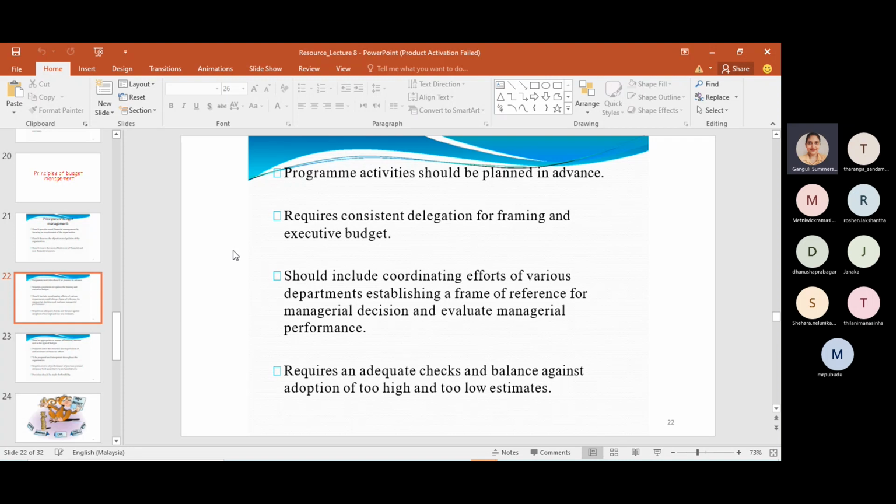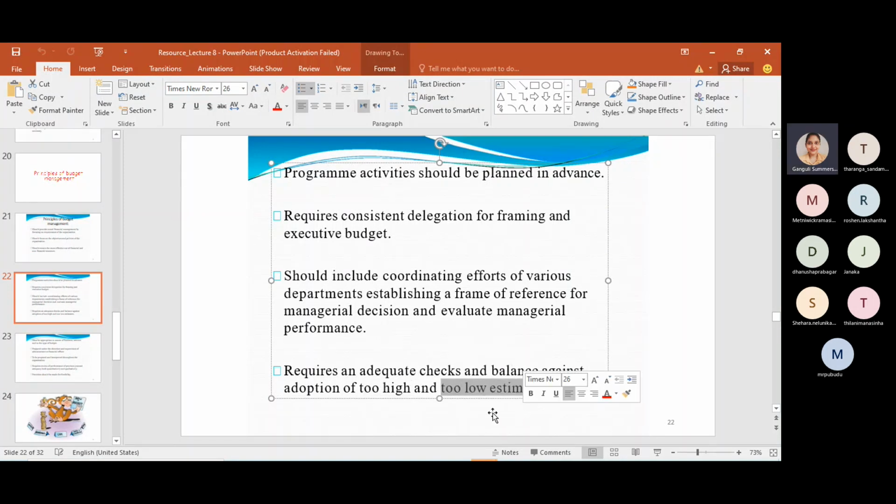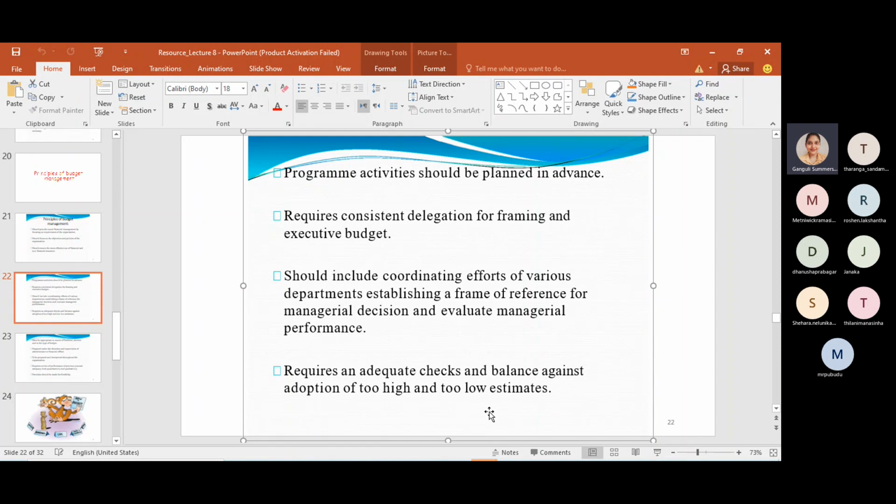And the next thing is there should be an adequate amount of checks. That means once we make a budget, this budget should be adequately checked. This budget should be checked enough to see if the budget is too high or too low. There can be too high estimates or too low estimates in your budget. You might estimate things too high or you might estimate things too low. If your estimates are too high, that's not good, and if your estimates are too low, that is also not good. So you should have really good estimation skills to make sure that you do not go for too high estimates or too low estimates. Estimates should be somewhere in between, in a middle ground. They shouldn't be too high or too low.